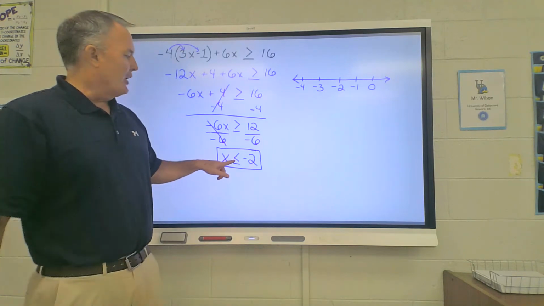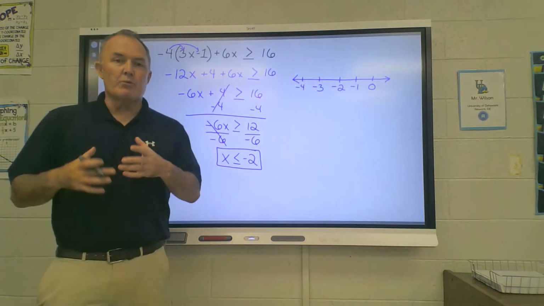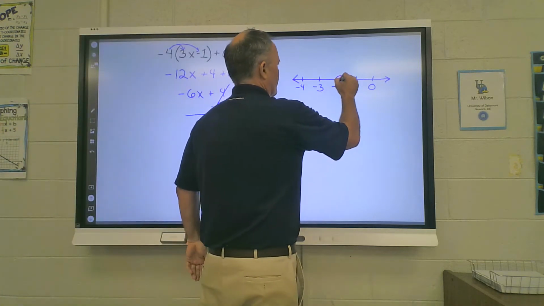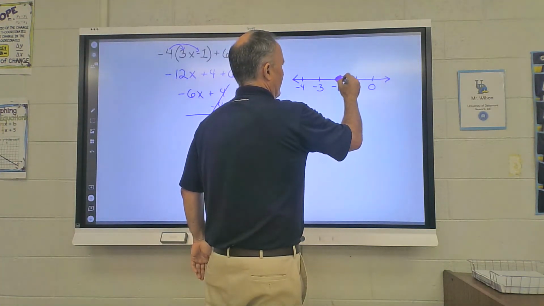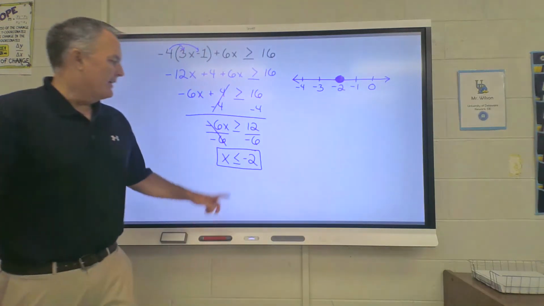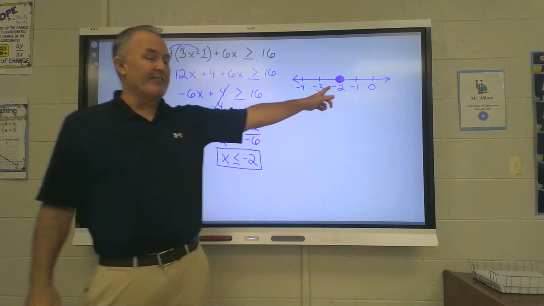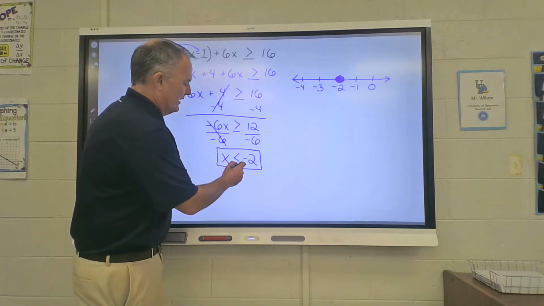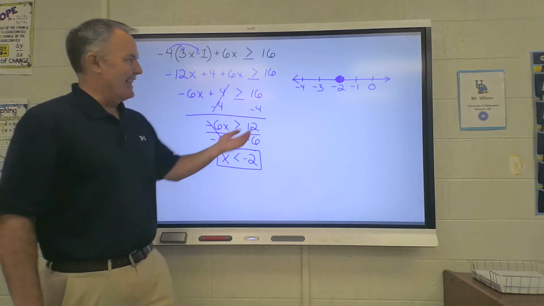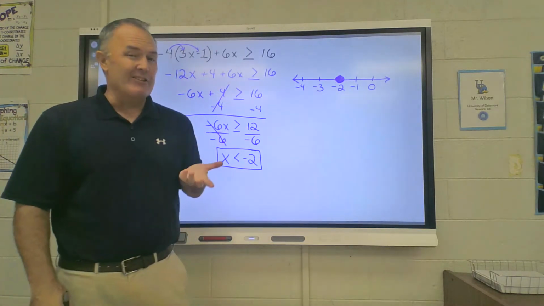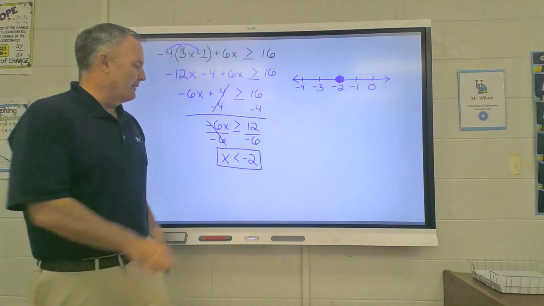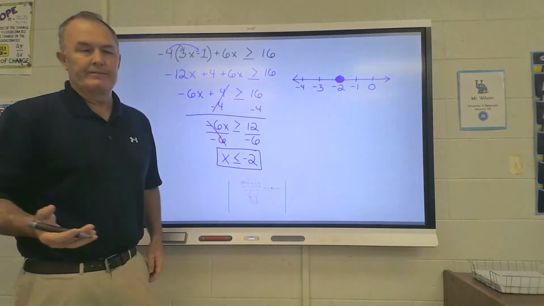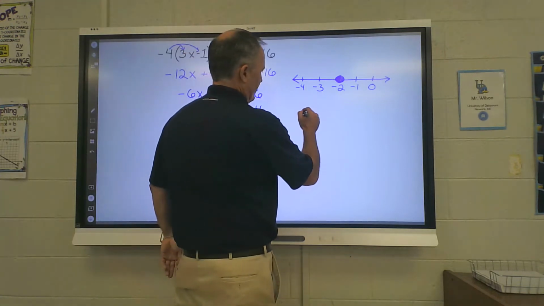All right, now, because it has a line underneath, this is where we don't do an open circle, we do a closed circle. So we're going to put a circle around there and shade it in, because what this means is negative 2 could be a possible answer. If there wasn't a line under here, it means x is anything less than negative 2, but negative 2 is not the answer, just anything less than it. But since there's a line underneath, you include negative 2 as well.